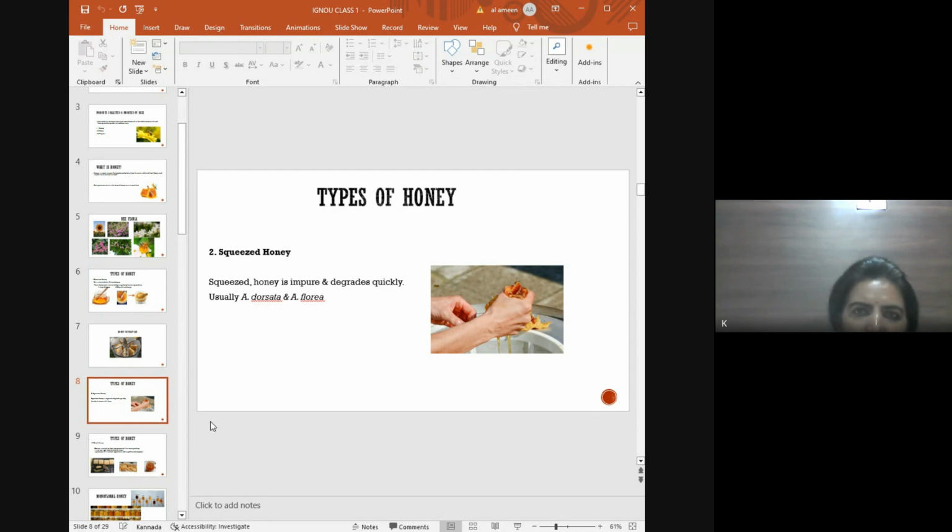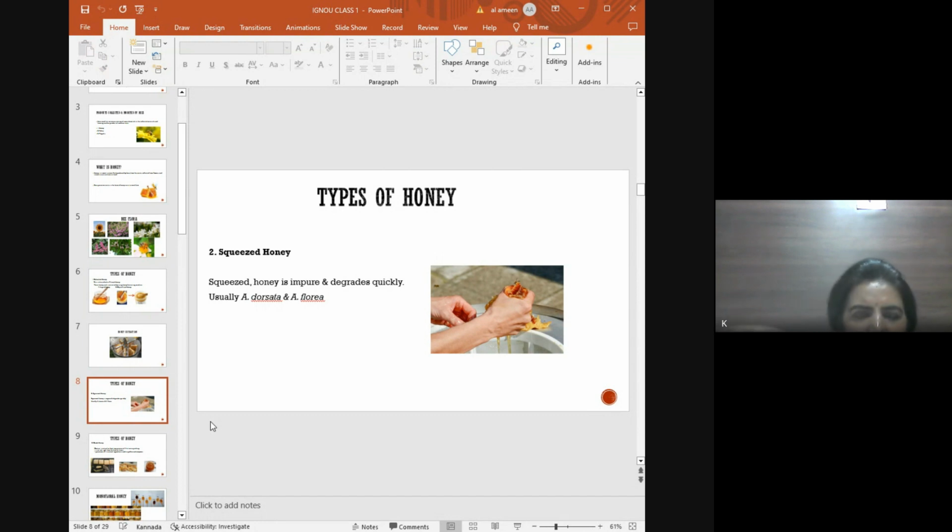You can't put an Apis dorsata into the hive. They are very ferocious. You cannot tame them and put them in a hive. Whereas Apis cerana, the Indian honeybee, and the European bee are the ones usually reared in boxes. There are also others like Apis florea, and then the Trigona, a very small stingless bee. They are all usually present in the wild.